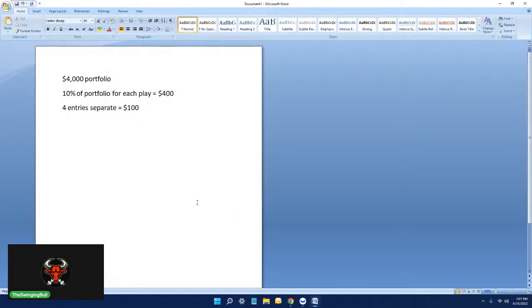And again, we're not adding entries just because we are red. Let me type that out. We're not adding entries just because the position is red. So keep that in mind. It's very important. What we're doing is adding entries when it's at a support level.